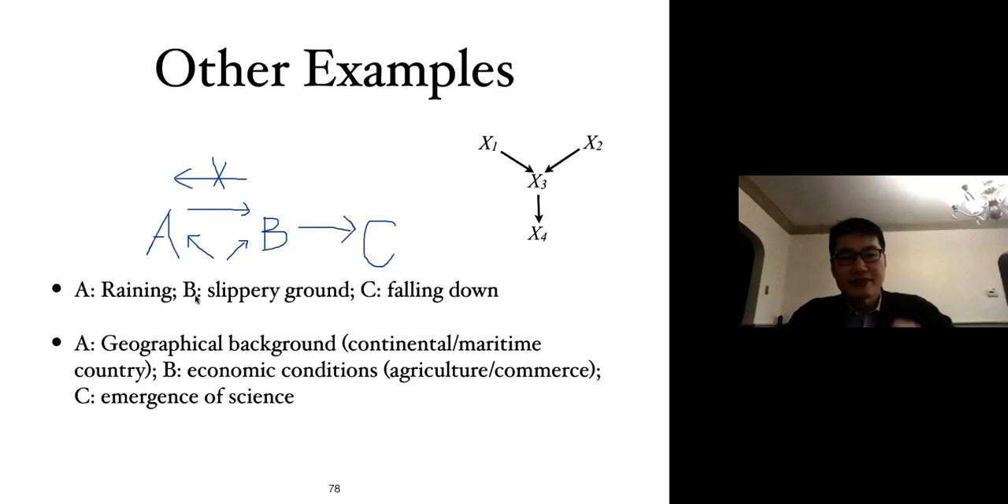Let's consider some examples. In the first example, let A be rain, B be slippery ground, and C be the chance of falling down. Given B, A and C are independent, so we know B is not the cause of A. That's why we know slippery ground must be a direct cause of falling down. And you can apply this way of thinking to many other examples. Even in history and culture, you can determine causal relations this way.